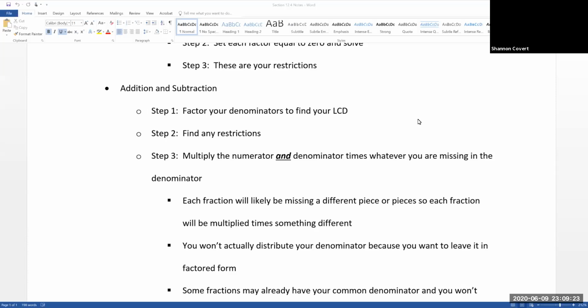Doesn't matter what type of fraction you have, if it's integers in your numerator and your denominator, or if you have polynomials in your numerator and denominator. Anytime you add and subtract fractions, you absolutely have to find a common denominator.